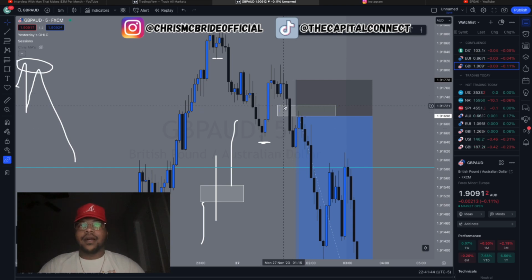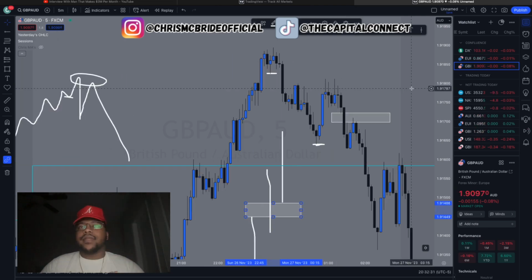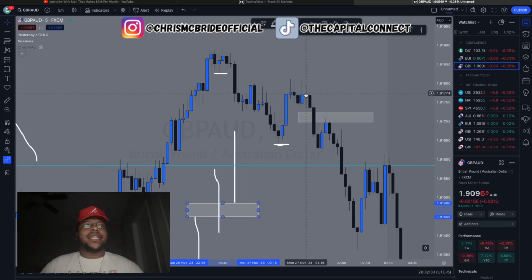So we can see that the low of the first candle and the high of the third candle do not overlap or touch. So that is our fair value gap. Now that we understand that, let's get into this setup.